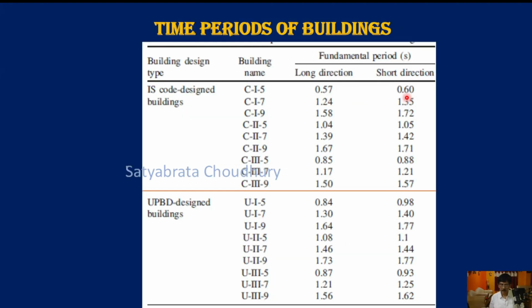The time periods of the buildings are shown here to have a feel of the dynamic properties. The Codal buildings, long direction and short direction time periods, and corresponding UPBD buildings in the long and short direction. If you note here, the Codal buildings time periods are lesser, 0.57 corresponding here 0.84, 1.24 corresponding building is 1.3, and in all cases like that. So it indicates the Codal buildings are stiffer than the UPBD buildings.